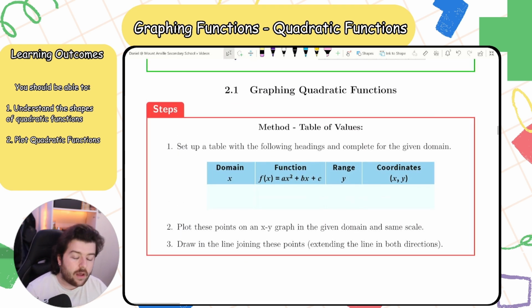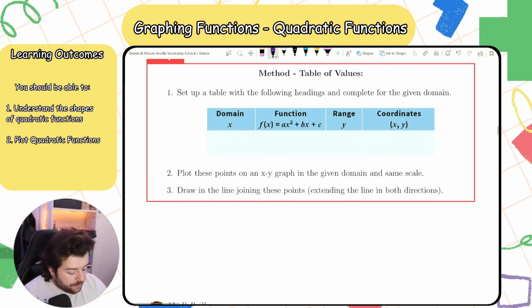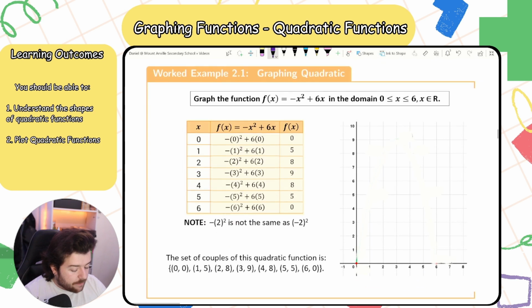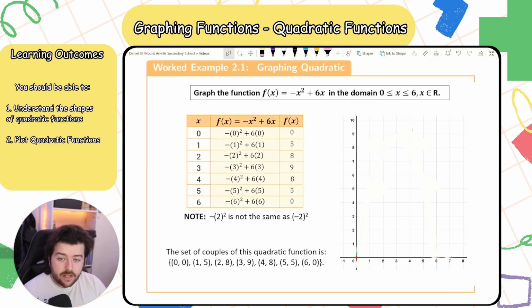So how do we plot a quadratic graph? Well, it's the exact same method we use for plotting a linear function. We use our table of values method. So we set up a table, we have our inputs, we have our function, we have our outputs, and then we have the coordinates. Let's look at an example. Graph the function minus x squared plus 6x in the domain 0 is less than or equal to x, less than or equal to 6. That means my inputs range from 0 to 6: 0, 1, 2, 3, 4, 5, 6.